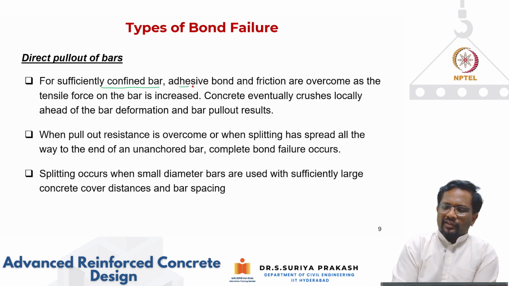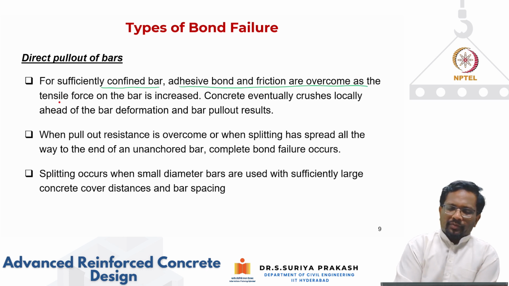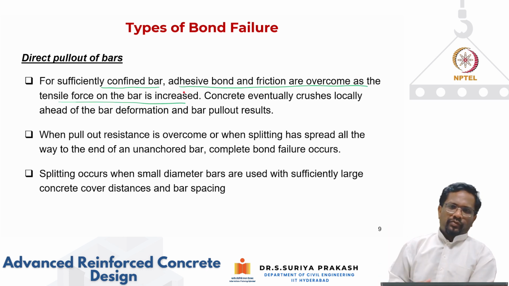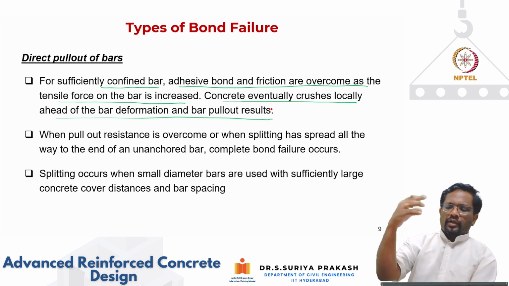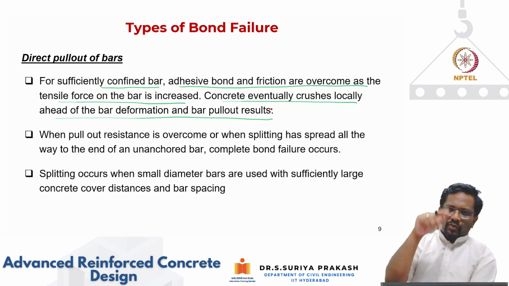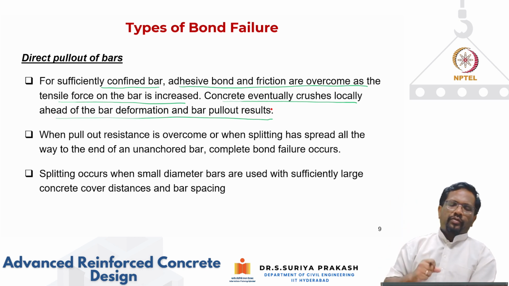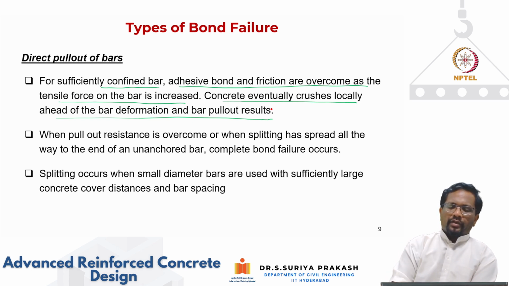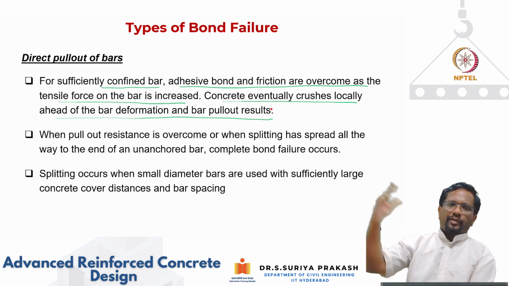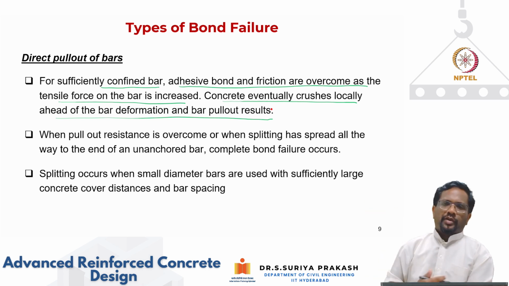first, initially, the adhesive bond and friction will be overcome. That means it will go to zero as the bar force is increased. But then concrete will eventually crush locally ahead of the bar deformation and bar pull-out results. That means the concrete surrounding that rib area will be subjected to a high level of bearing stresses. Then the concrete can crush locally, and the bar pulls out. If the crushing is happening at all the rib locations, finally the bar will pull out.